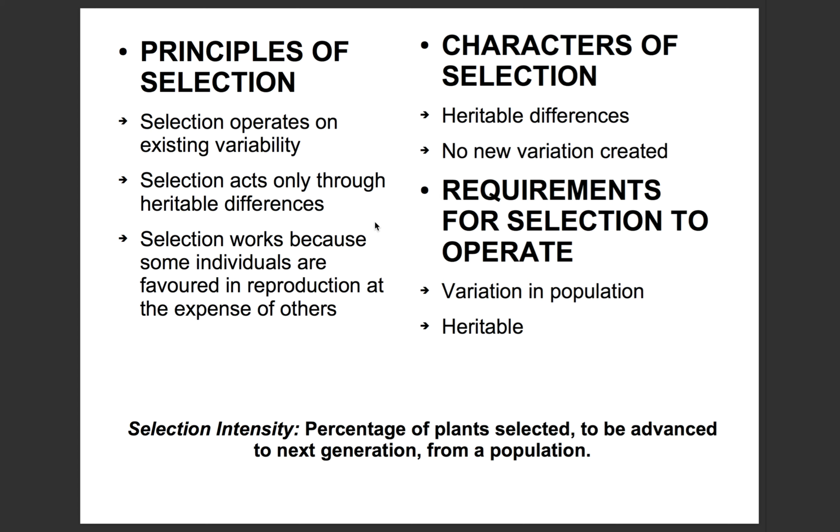And here we are going to see about a special term called selection intensity, which is the percentage of plants selected to be advanced to the next generation from a population. That is, the number of individual plants selected from the whole population which are to be advanced to the further generation.